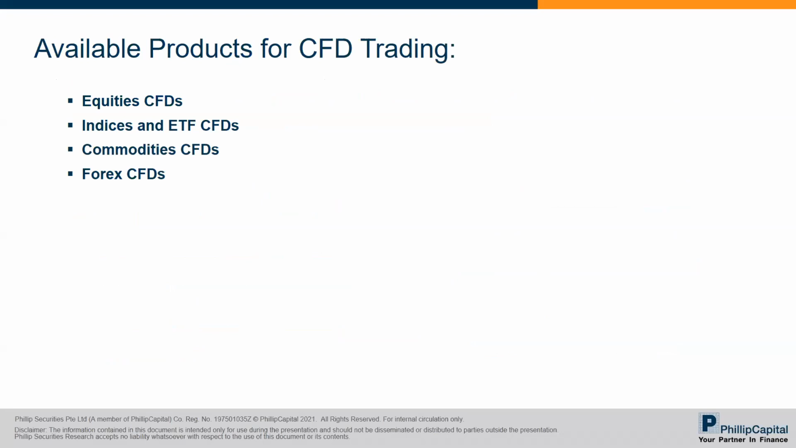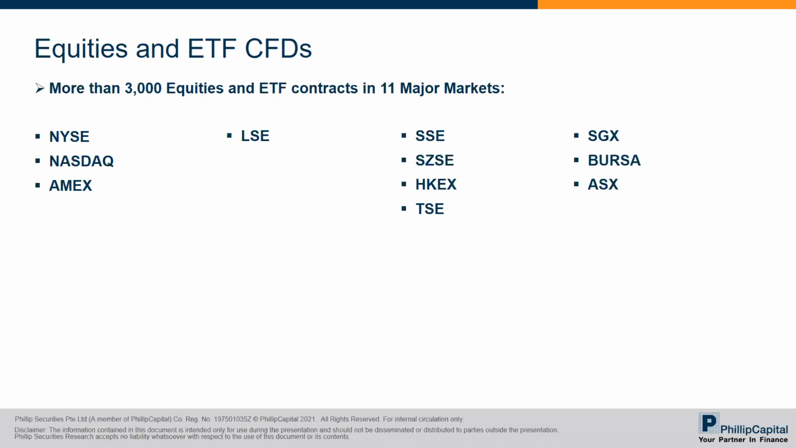Okay, for CFD trading, we offer these products for you to consider. You can trade equity CFD, you can trade index or ETF CFD, you can trade commodities CFD, as well as Forex CFD. Over here at Phillip, we offer more than 3,000 equities and ETFs contracts across 11 major markets. So any stock that you want to trade, you can most probably find it available for CFD trading as well. We offer trading of the most popular counters across all markets.